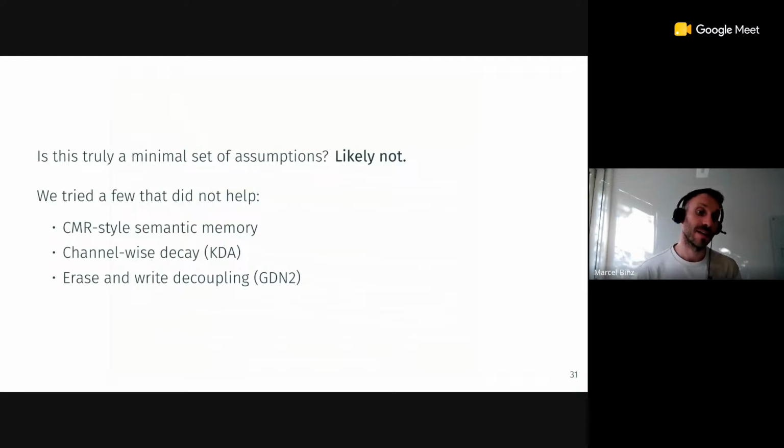For example, we added a semantic memory in the style of some cognitive models, in this case, the context maintenance and retrieval model. We added a channel-wise forgetting decay, like you see in some of these Kimi delta attention models recently. And we also tried decoupling the write and erase computations in the model. This is something that, for example, Gated DeltaNet 2 is doing. But we found that none of these components really helped to significantly predict human behavior better.